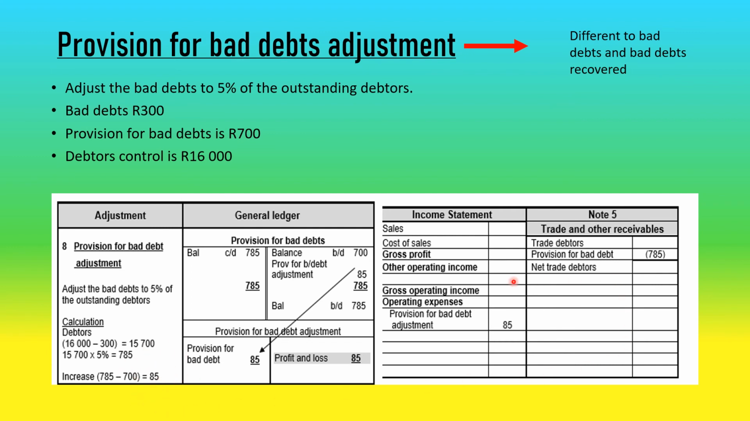You will see the impact of that in your notes. Under your trade debtors, you want to show the users of the financial statements that you're not going to receive the full money. You're going to receive the 16,000 Rand of debt minus the 300 minus the 785, and that is your total net trade debtors that you are expected to receive.